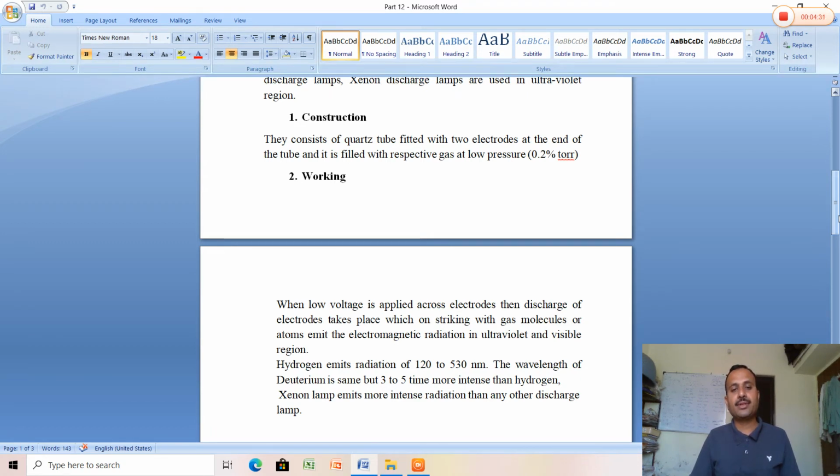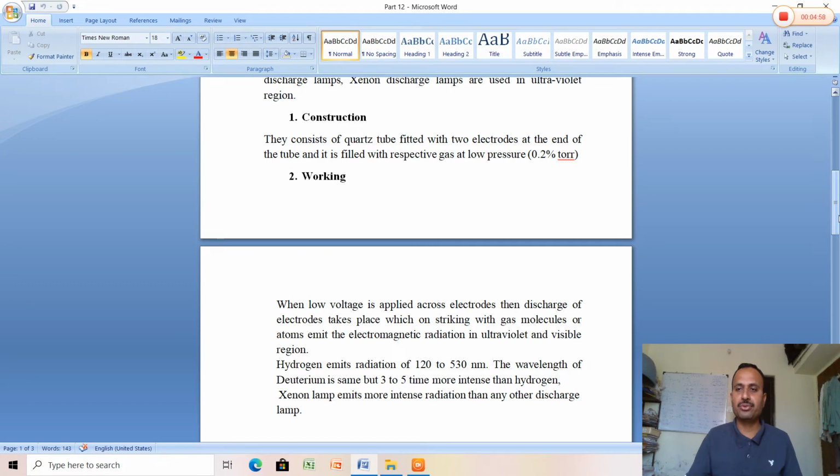Xenon discharge lamps emit more intense radiation than any other discharge lamp. So if we consider intensity, xenon gives rise to a more intense spectrum than the hydrogen and deuterium lamps. So that is all about the discharge lamps associated with any type of photometry.